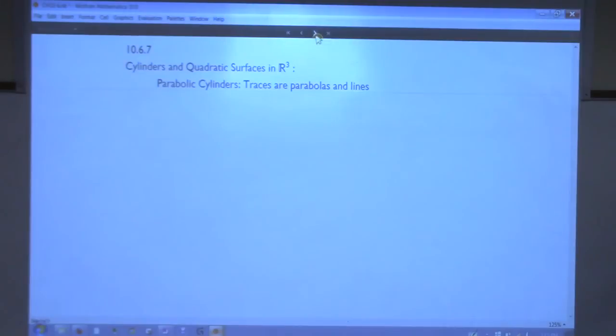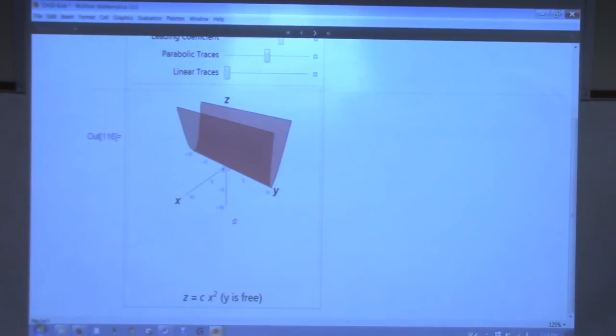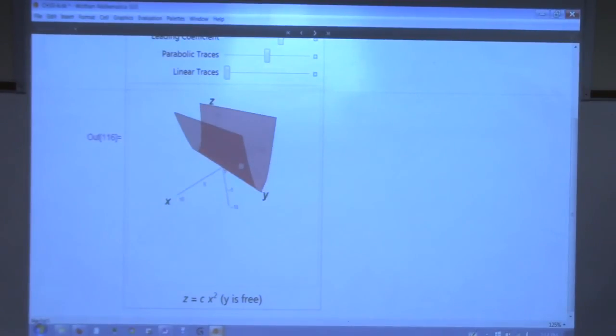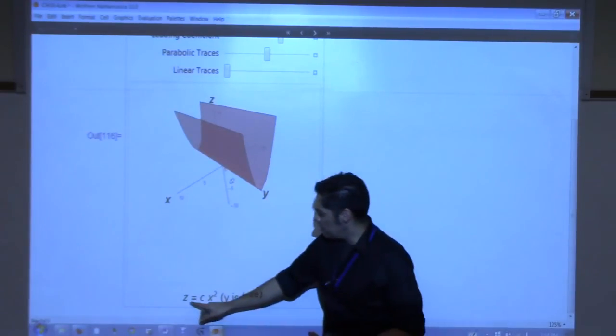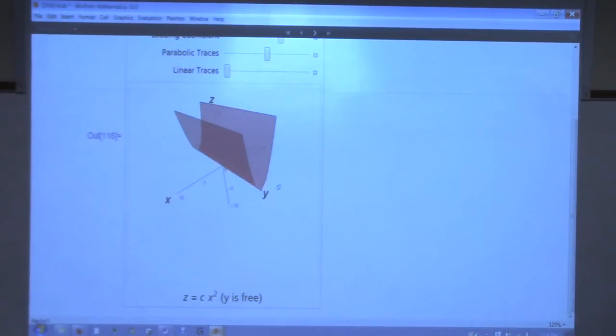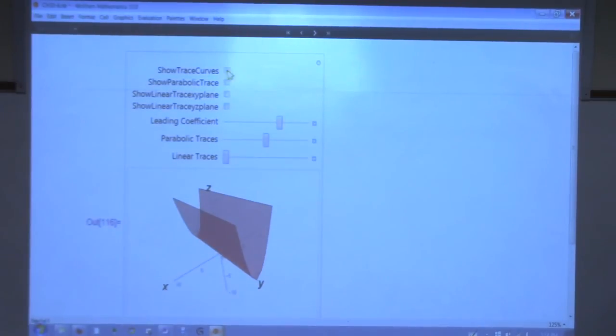Next one, parabolic cylinders. These are cylinders where your traces are parabolas and lines. Here it is. Looks like a sheet of paper that's just been folded. That's all it is. The equation is z equals cx squared. That doesn't look like the right picture. Oh, no, yeah, y is free. So y goes down this way.